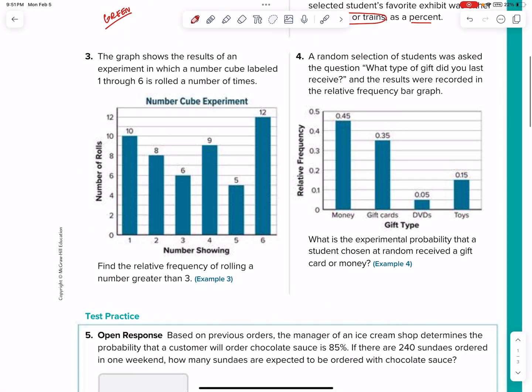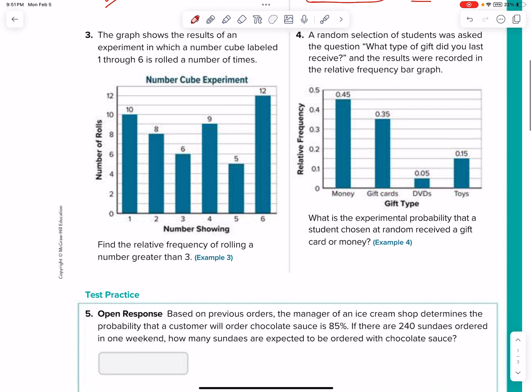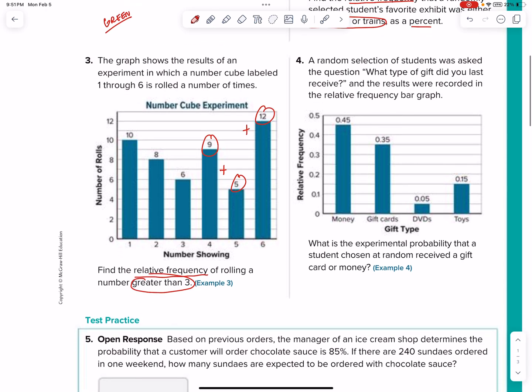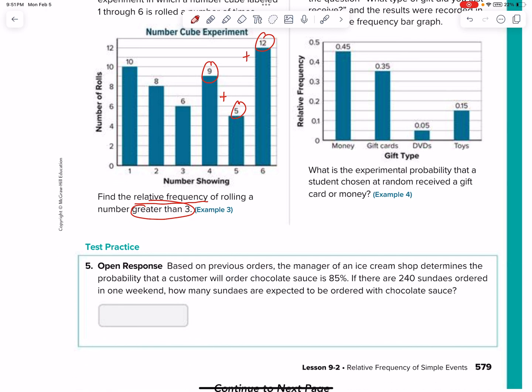All right, take a look at number 3. The graph shows the results of an experiment in which a number cube labeled 1 through 6 is rolled a number of times. What is the relative frequency of rolling a number greater than 3? Okay, so greater than 3 means we have the 9 plus the 5 plus the 12, okay, out of how many total rolls? Okay, so we're adding up 9 plus 5 plus 12 over the whole grand total and figure out that relative frequency as fraction, decimal, and percent.